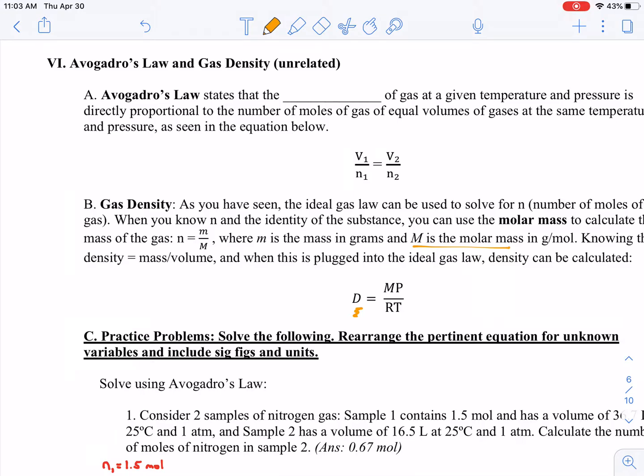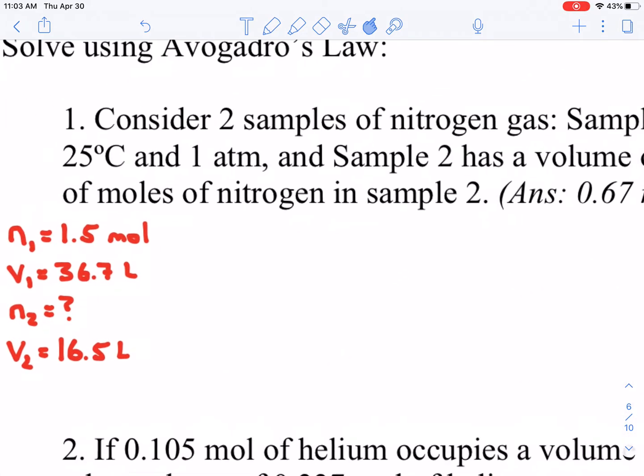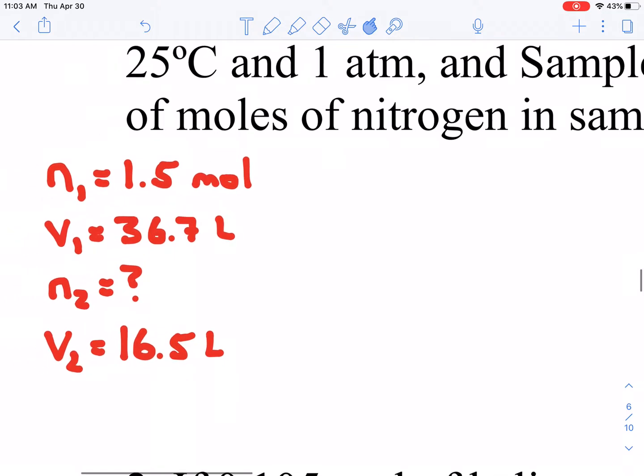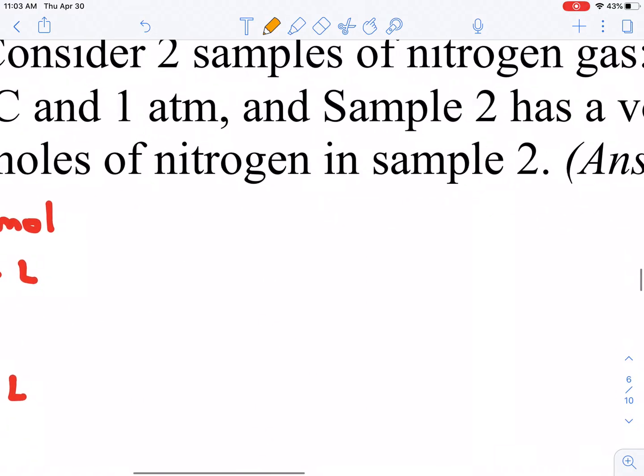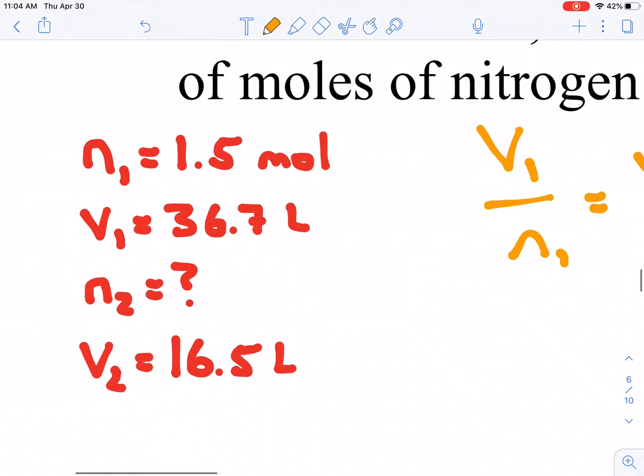So let's get some practice. I've again defined our variables for the sake of time. In number one, you'll notice that you pull out a number of moles, and that we'll call N1. We have an initial volume, and we have a final volume. We are interested in solving for our final number of moles. So we're going to use that Avogadro's law, that V1 over N1 being equal to V2 over N2. And you'll notice in this case that we want to solve for N2.